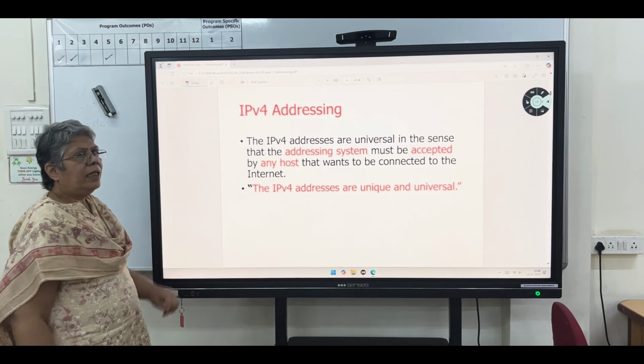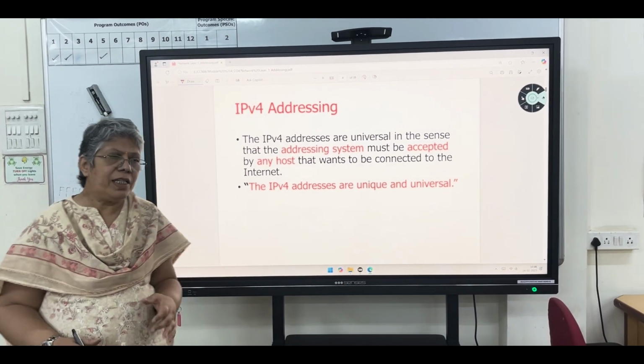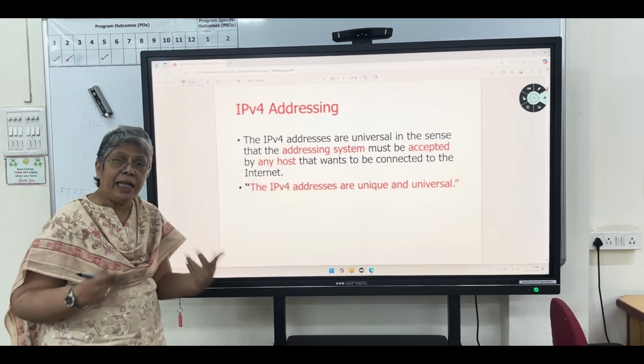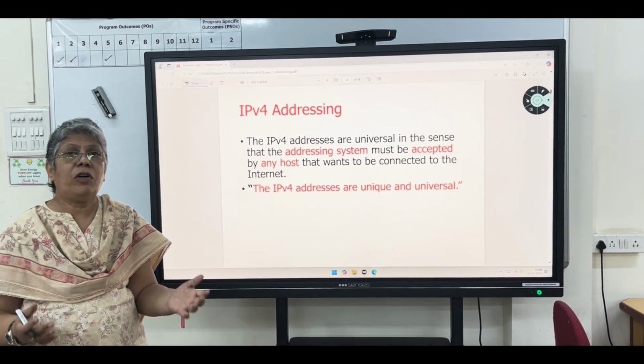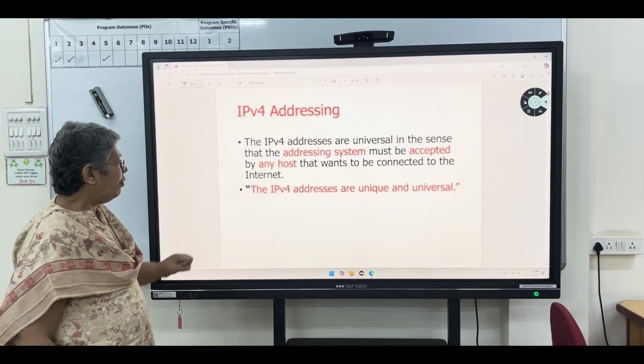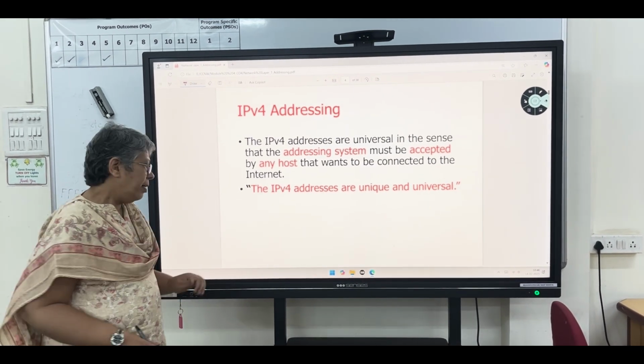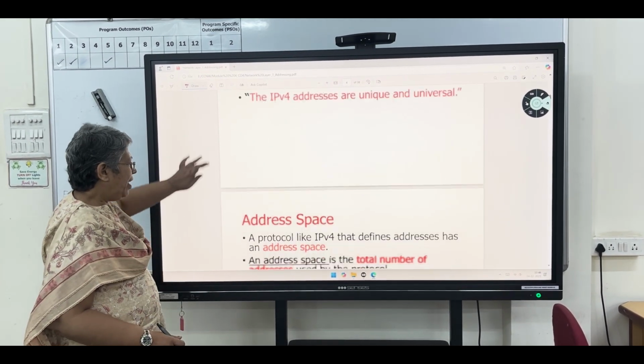Now, when we say that the IP version 4 address is universal, that means once the address is given, it is accepted by any host, no matter to which corner of the world it belongs. So therefore, we say that IP version 4 addresses are unique and universal because they are accepted everywhere.